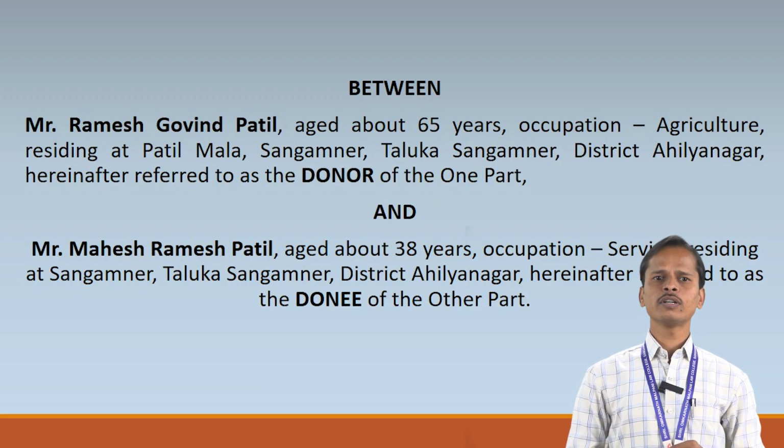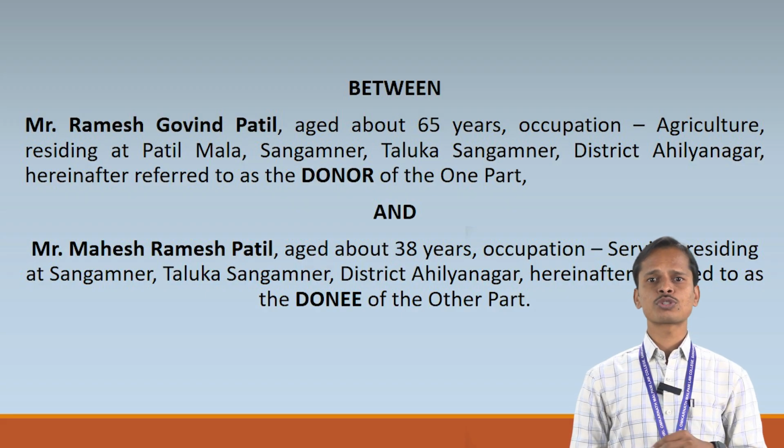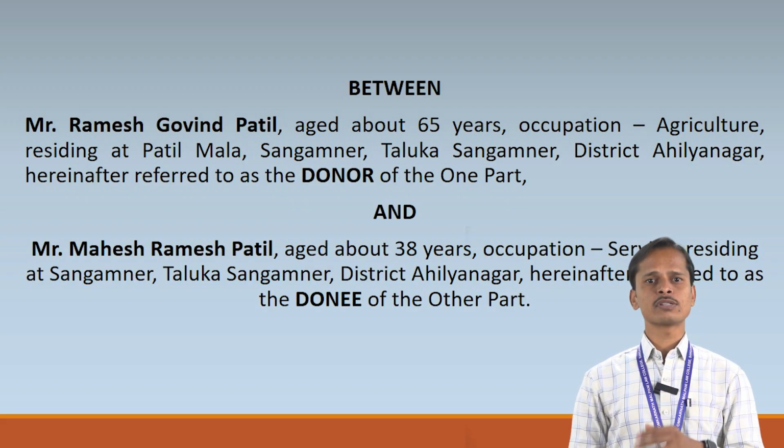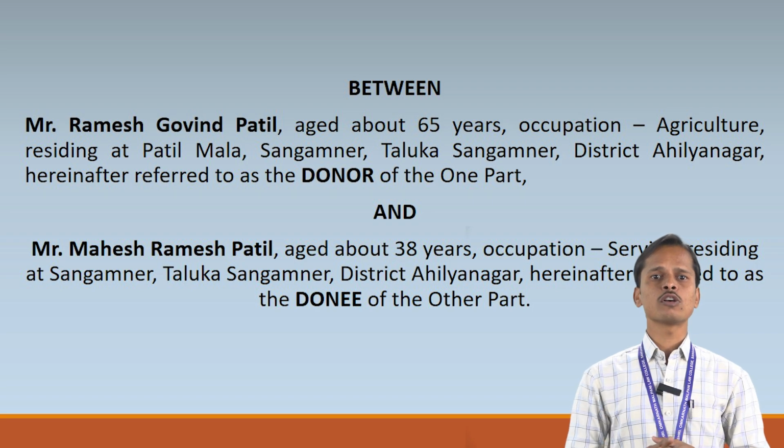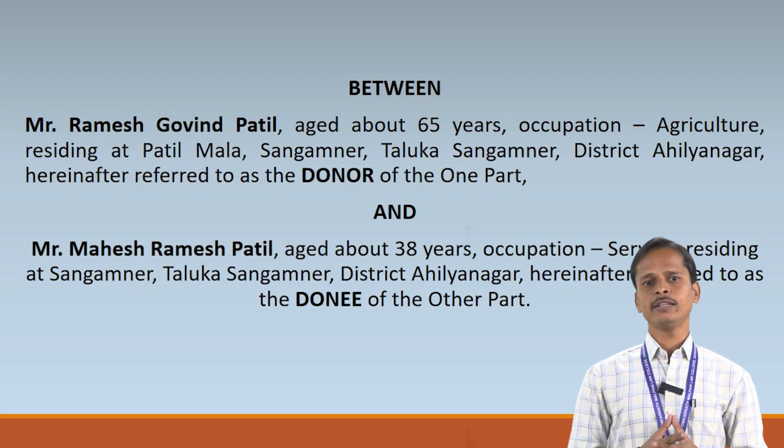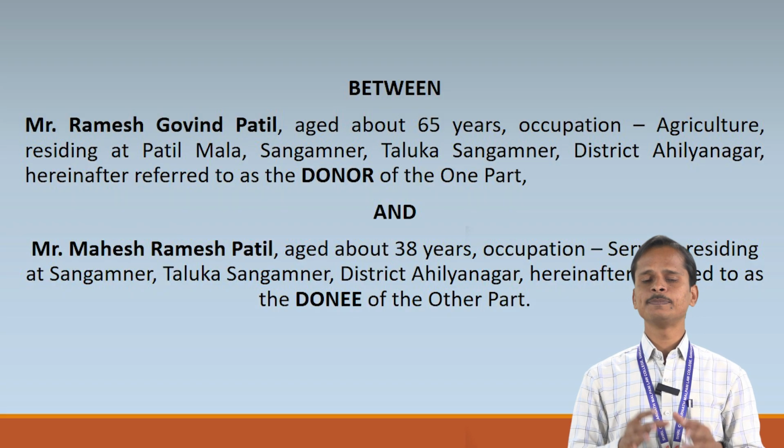Notice how the donor and donee are introduced with their name, age, occupation and address, followed by a standard clause that covers their legal heirs and successors. This ensures clarity and completeness in the deed.